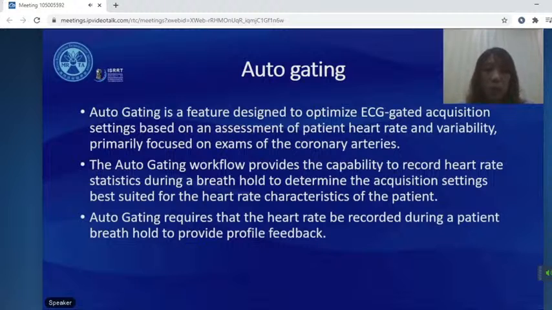Now we go into the ECG gating features. The ECG record can feed back to the scanner when is the suitable timing to do the scan in the diastolic phase, and auto-gating is designed to optimize the ECG gate acquisition setting based on assessment of the patient's heart rate and variability. Recording heart rate statistics during a brief breath hold can determine the acquisition setting best suited to the heart rate characteristics of the patient. So if necessary, you can record the ECG if you need it.